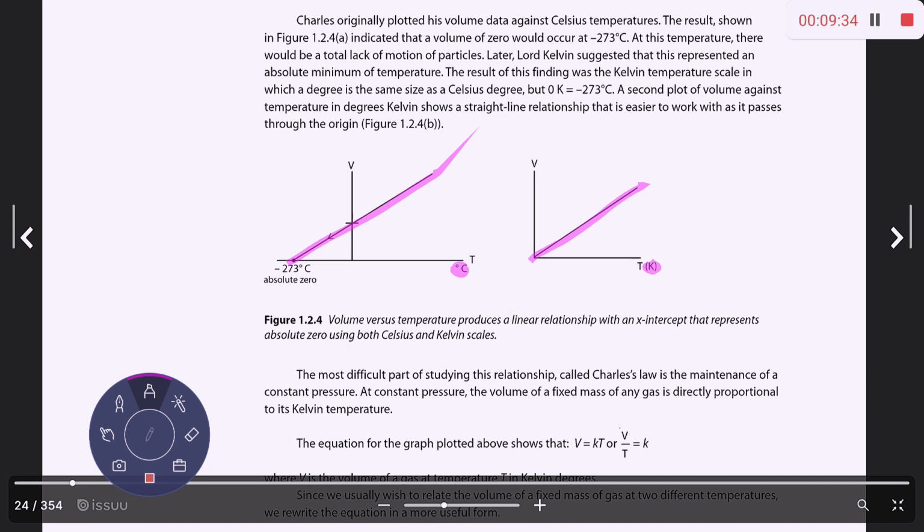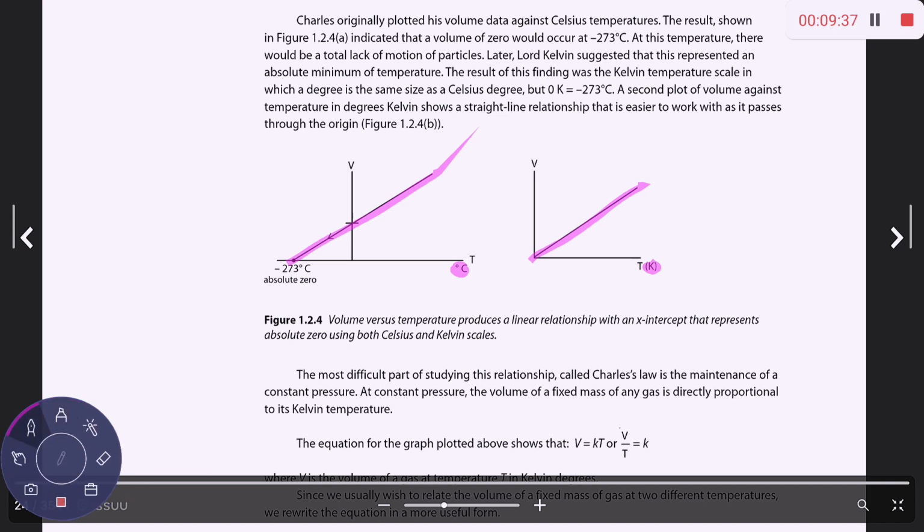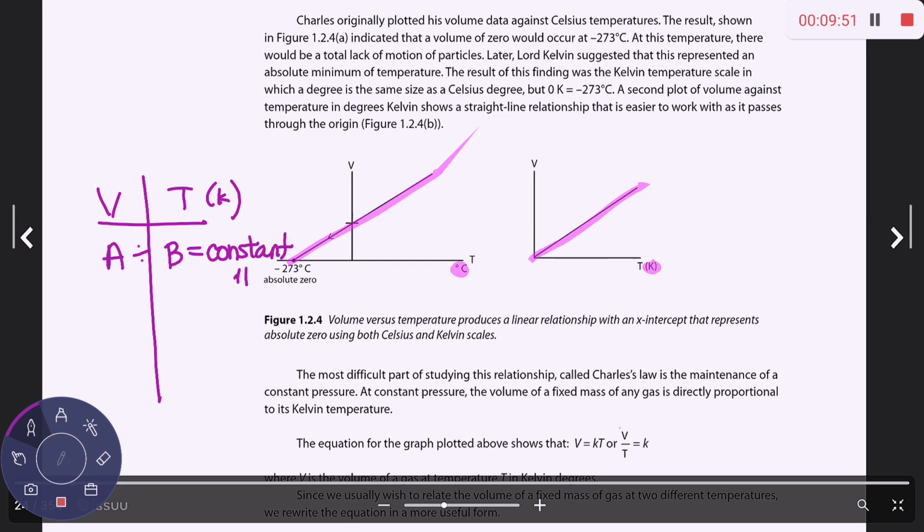Okay. And then in terms of collecting data for something like this, if you're doing a lab where you collect volume and temperature data in Kelvin, if you take that volume value and you divide it by a temperature value, you will get some constant number all the way down for that set of data. That constant is given a variable of K. So for Charles's law, volume divided by temperature will equal K. And then if you take a look at the next page, they give you the equation for Charles's law.